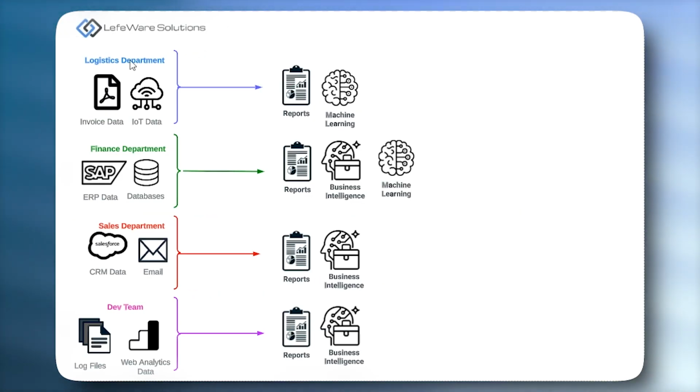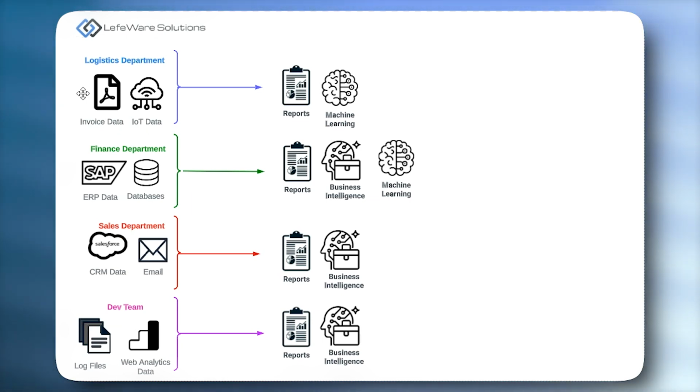So I actually came up with just a quick diagram to display this issue of data silos. As I said, this manufacturing company had a bunch of different departments. They had logistics, finance, a sales department, and then they also had a dev team.